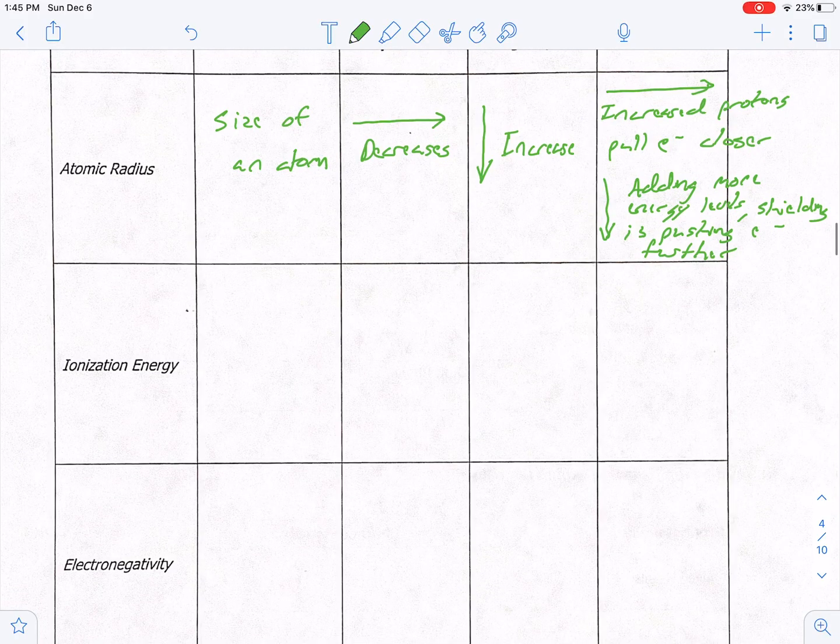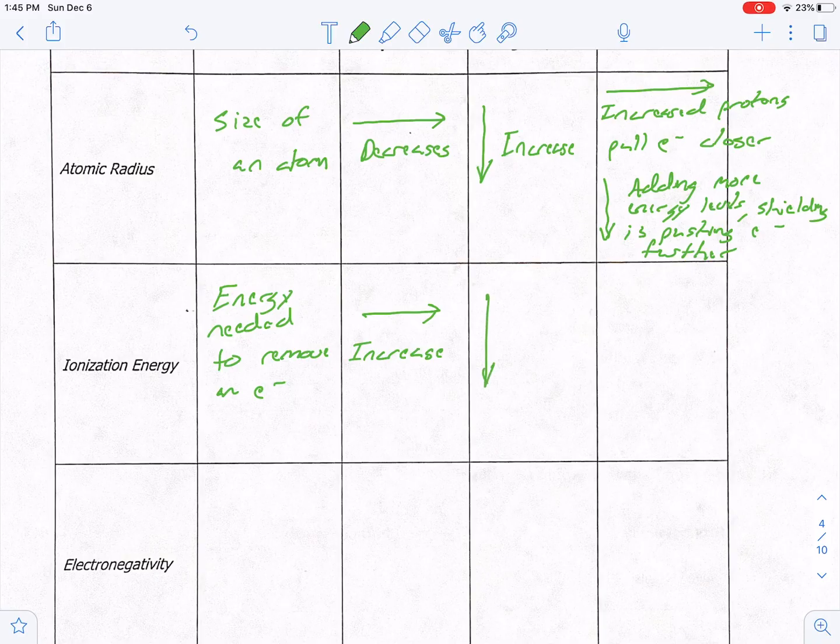Okay, ionization energy, that is simply energy needed to remove an electron. So just the energy needed to remove an electron. So as we go across a period, it is going to increase. Okay, so if we're adding more protons, which are pulling those electrons in tighter, it's going to take more energy to take one of those from those protons. Then as we go down, it is going to decrease. Okay, so adding more and more energy levels, electrons are getting further and further away from the nucleus. There's not as much pull on them, so it's a lot easier to come and grab one.